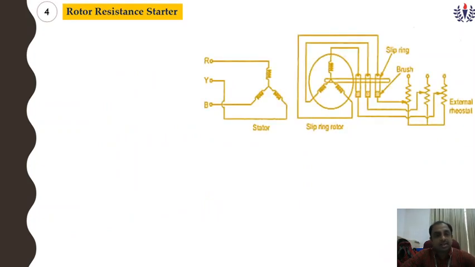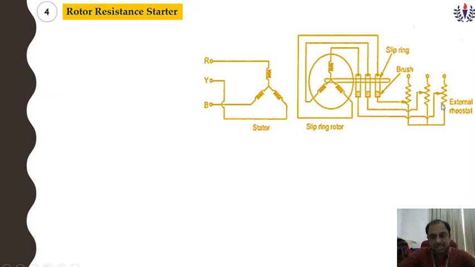Rotor resistance starter. To limit the rotor current, which consequently reduces the current drawn by the motor from the supply, the resistance can be inserted in the rotor circuit at starting. This type of starter is applicable for slip ring induction motor.